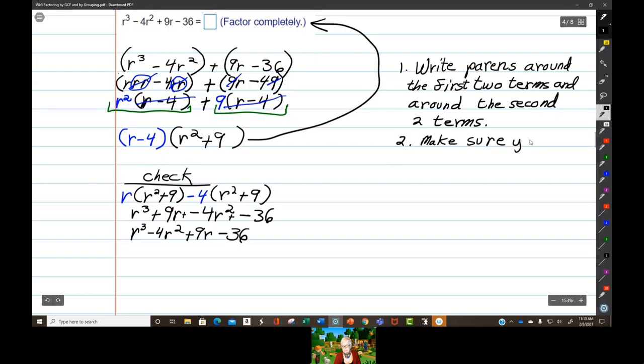Two, make sure you've got a plus in the middle. I'll say a plus between the parentheses, between the sets of parentheses. That's really making it complicated. How about a plus in the middle? Okay, three.